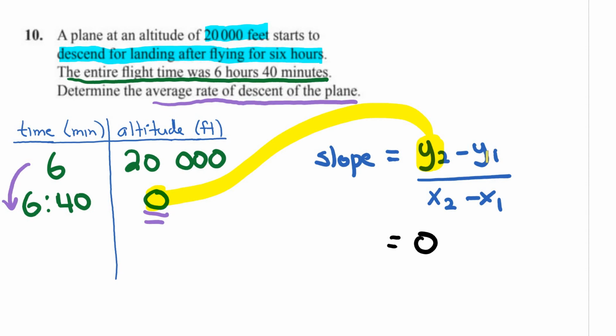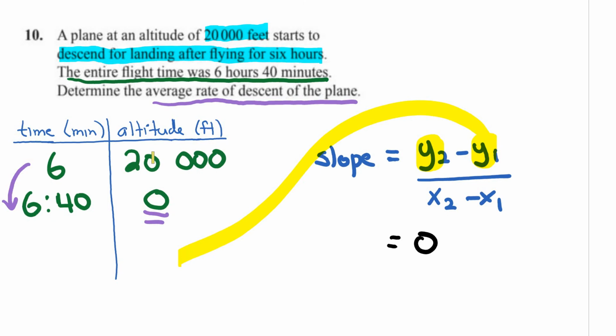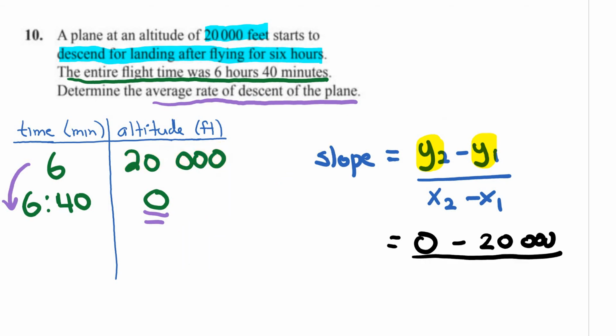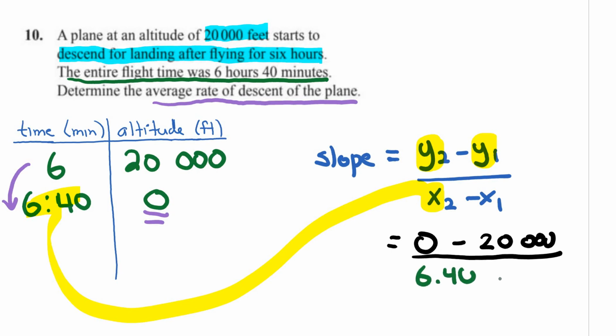And then what's the value of y1? Well, y1 will have a value of 20,000 here. So 0 minus 20,000, all divided by x2. Now, what's the value of x2 here? X2 is going to be this number right here. So 6 hours and 40 minutes, so I'll say 6.40. And then minus the x1 value, which is essentially going to be 6 there, right?